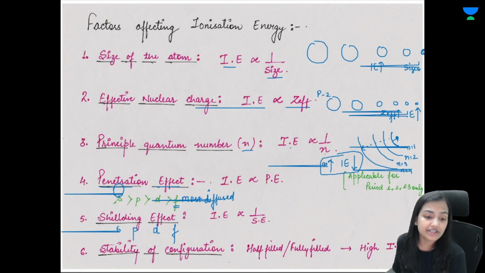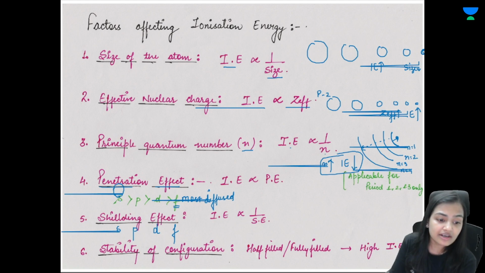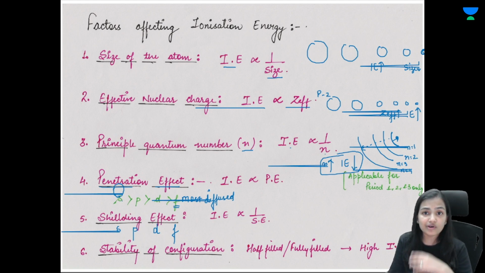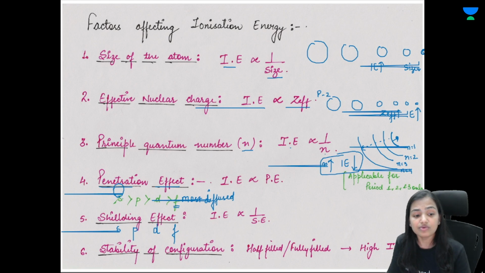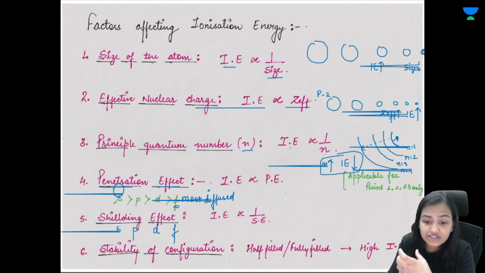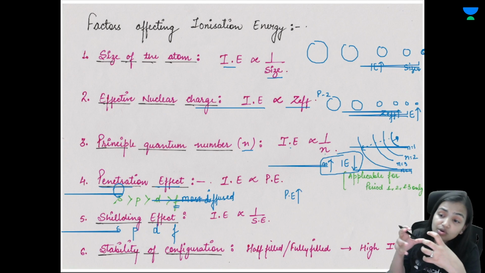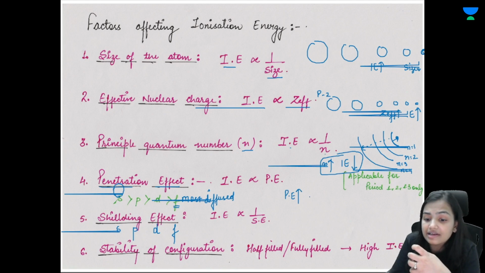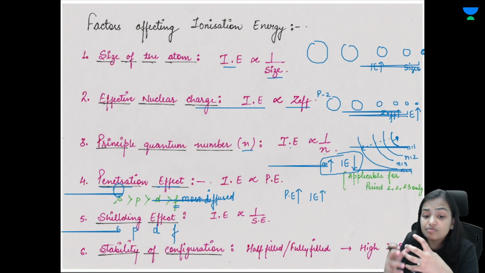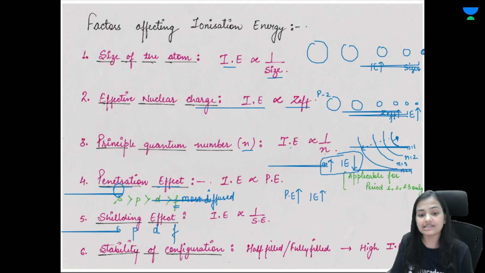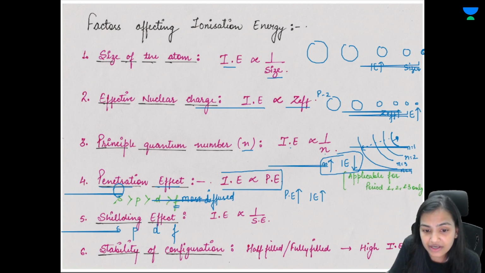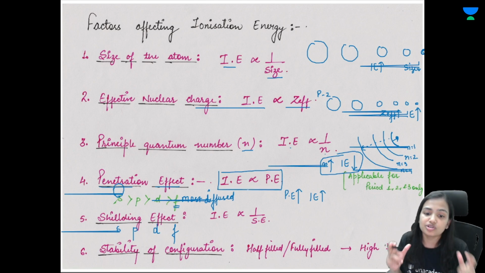Now what happens with the penetration effect? If this orbital goes more close to the nucleus, then of course it will be very difficult for us to remove an electron from the S orbital. So as the penetration effect increases, as the electron gets closer to the nucleus, the ionization energy increases, meaning more energy is required to remove an electron. Ultimately, ionization energy and the penetration effect are directly proportional to each other.